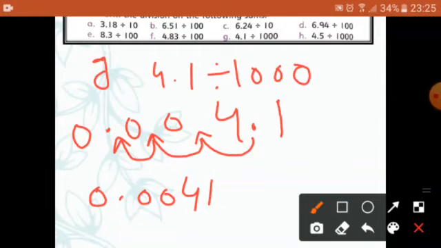So I hope you understand the concept of multiplication and division of decimals with the power of 10, like tens, hundreds and thousand. In multiplication, we have to move the decimal point towards right, and in division, we have to move the decimal point towards left according to the number of zeros.